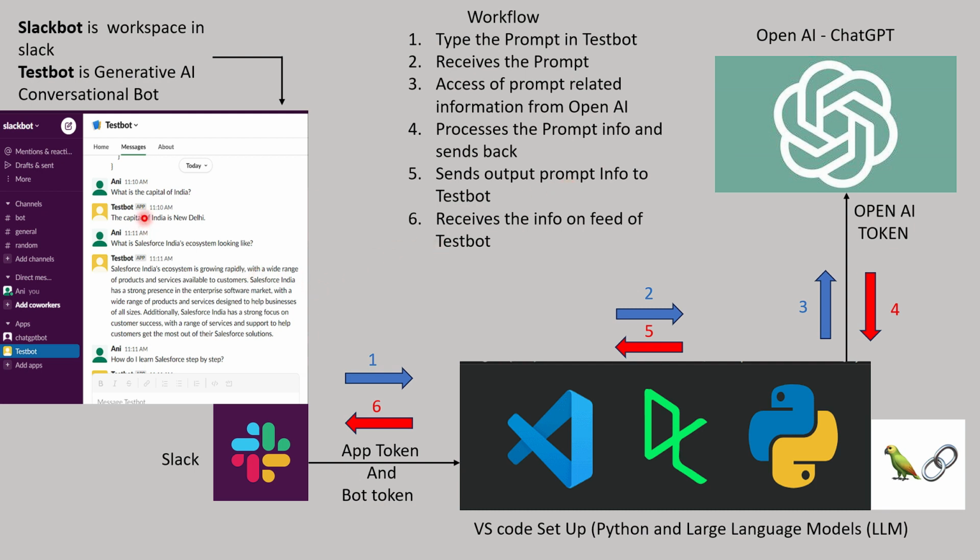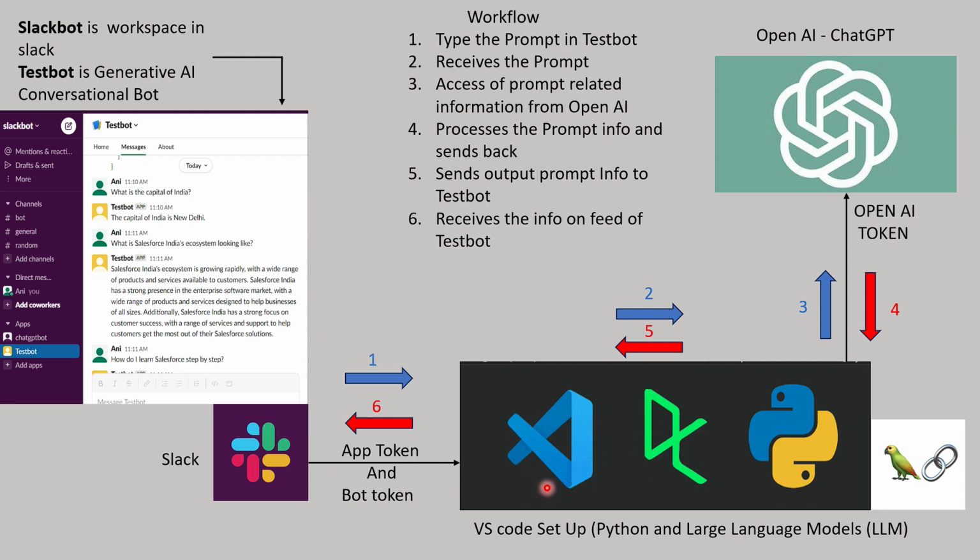So what we are doing is we are creating a bot here in the Slack workspace, and there are three things you need to understand here. We are creating an app token, a bot token, and an OpenAI key. Okay, so basically these three tokens are used to interact with each other. That means we are integrating Slack and the bot created in the Slack app in VS Code.